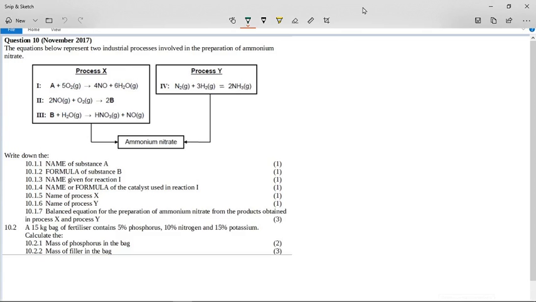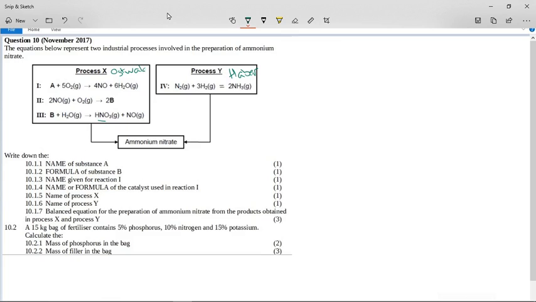Okay, let's look at this fertilizer question from November 2017. It says the equations below represent two industrial processes involved in the preparation of ammonium nitrate, process X and process Y. Well, process Y's got not much going on. Nitrogen plus hydrogen gives you ammonia, so this has to be the Haber process. Now look at this one. We've got oxygen and something giving us nitrogen monoxide, and then we're adding oxygen and we're ending up with nitric acid. So process X has to be the Ostwald process, yes?